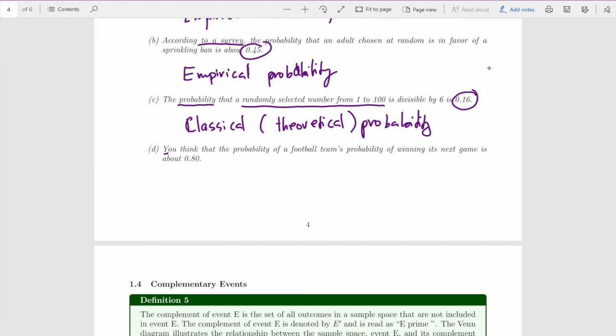Okay, you think that a football team's probability of winning its next game is about 80%. You don't have any surveys, you don't have any theory, you come up with this number based on your experience. So this should be subjective probability.